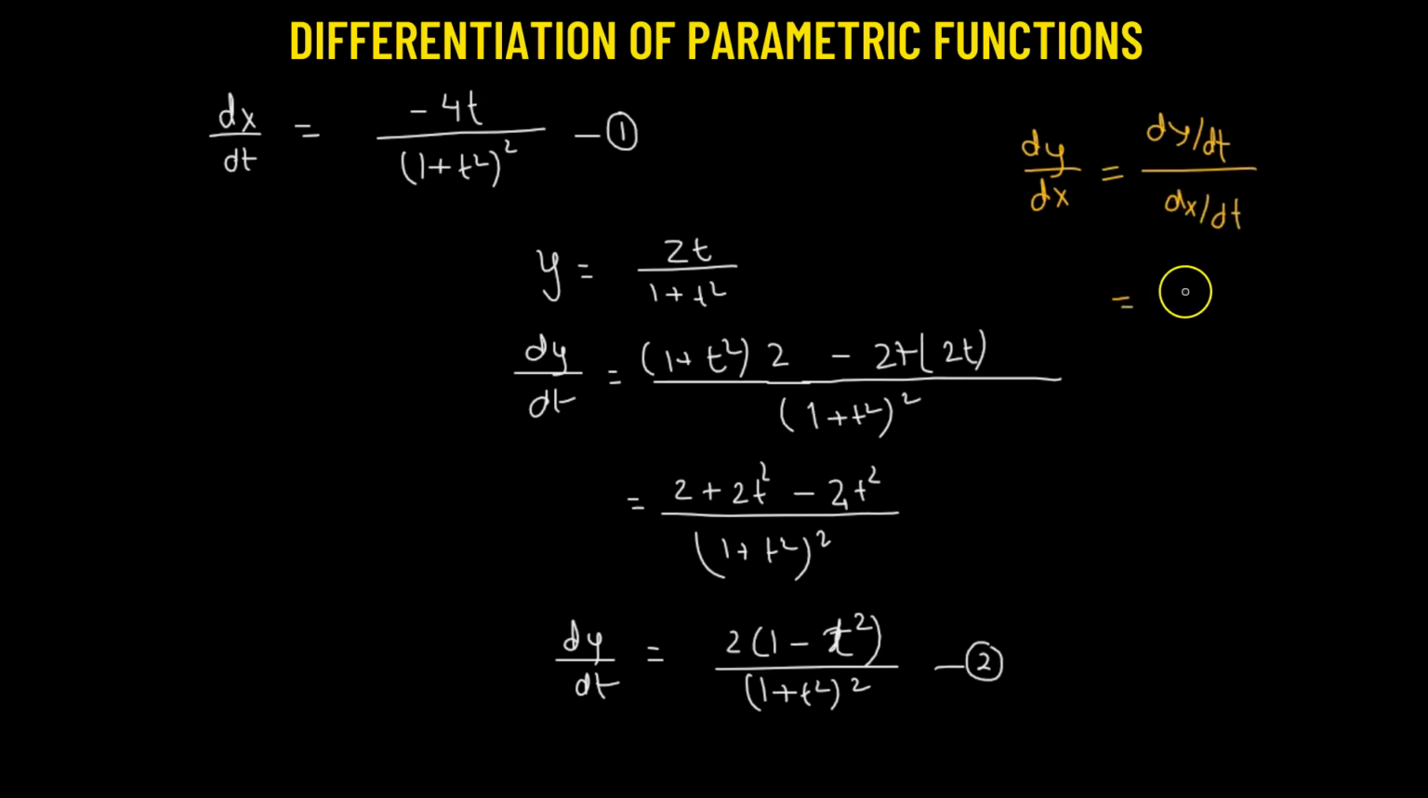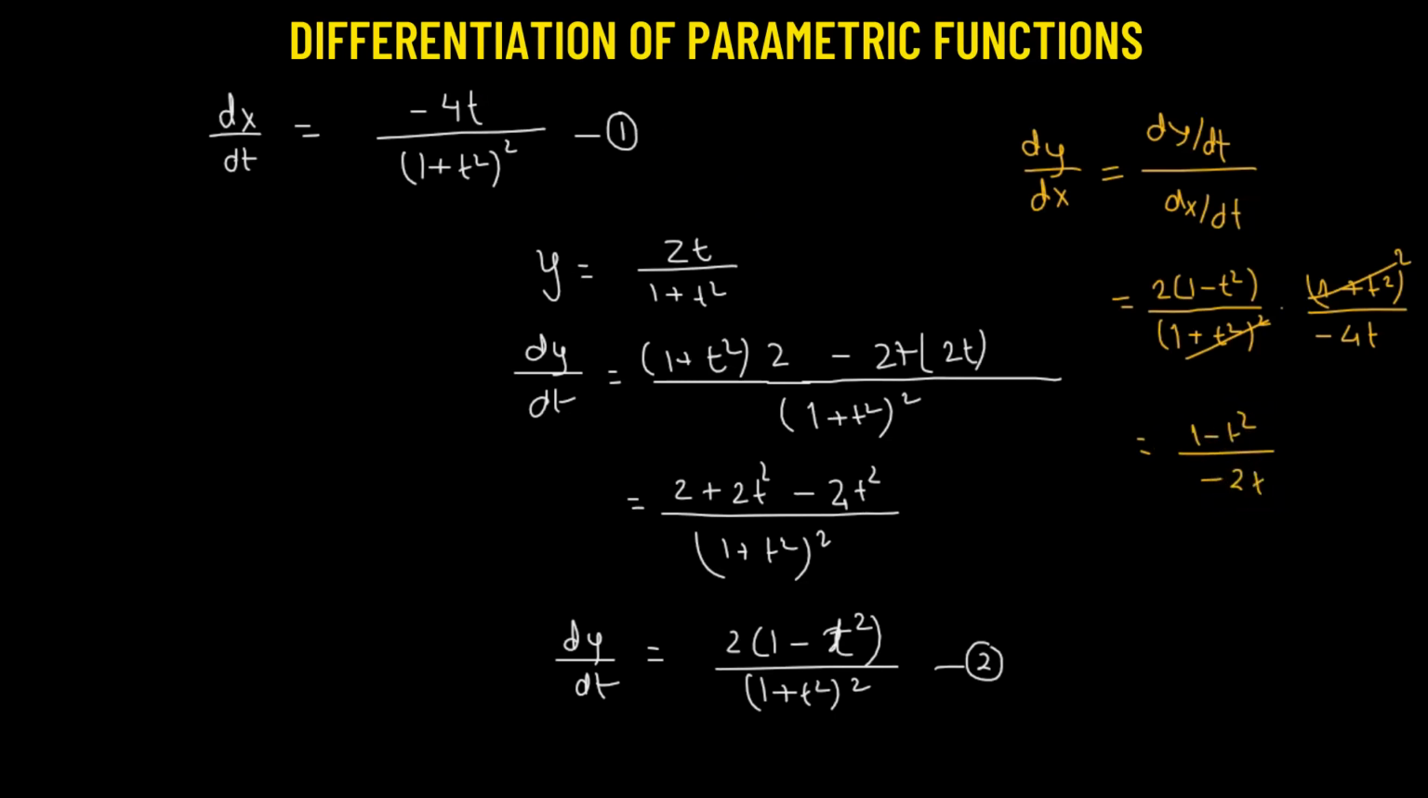So the derivative of y with respect to t is given by 2 multiplied by (1 minus t squared) divided by (1 plus t squared) whole squared. And we need to divide it by the derivative of x with respect to t, which is equation number 1. That's the same as multiplying it by the reciprocal, which will be (1 plus t squared) whole squared divided by 4t. We'll keep the negative with the 4t here. So this gets cancelled out, and this leaves us with (1 minus t squared) divided by negative 2t.